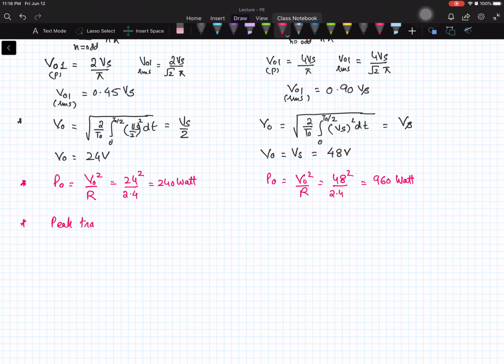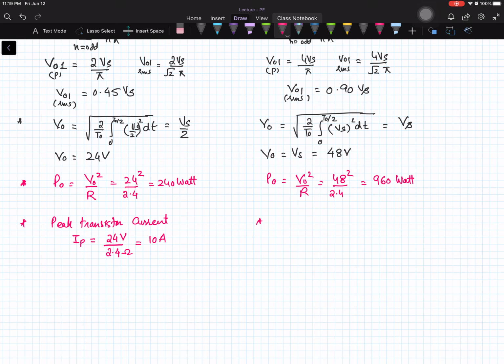So peak transistor current can be calculated in the case of the half bridge inverter by dividing the peak voltage that can appear across your load, that is 24 volt, by the 2.4 ohm resistance. So there will be 10 ampere current through each transistor.